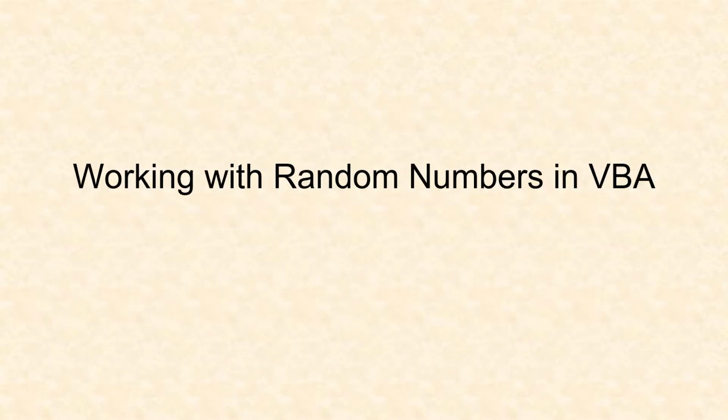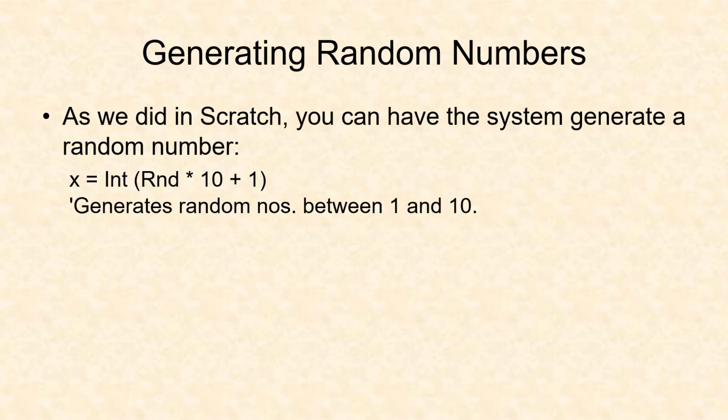Now let's take a look at how to create random numbers in VBA. As we saw in Scratch, you can have the computer system generate a random number. So let's try that. First of all, the thing that's going to create the random number is this command rnd. So when we in VBA invoke the rnd random command, it's going to produce a random string. It's actually many more decimals than this. I'm just truncating it off here for the sake of placing it on the screen. So this is certainly a very random looking number.